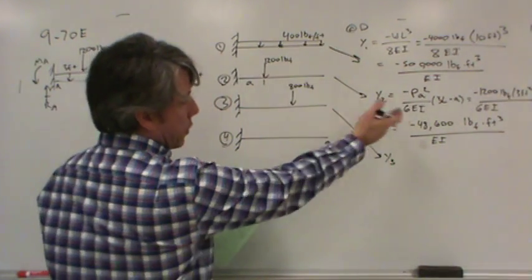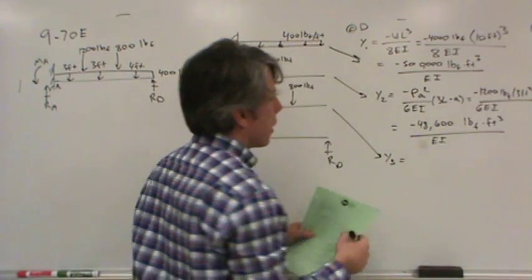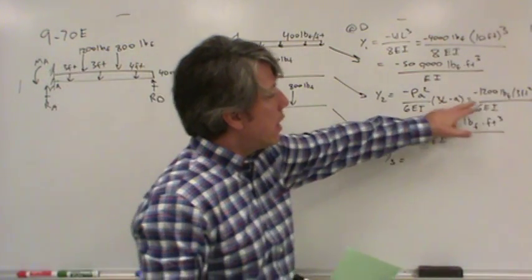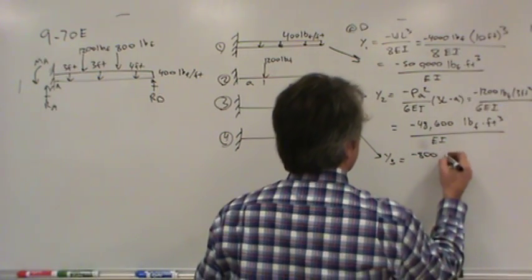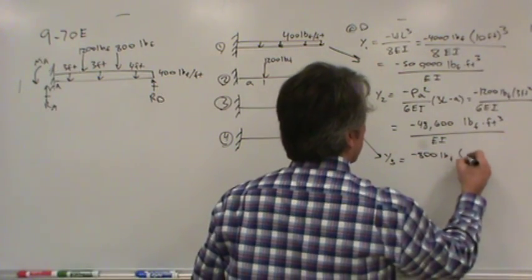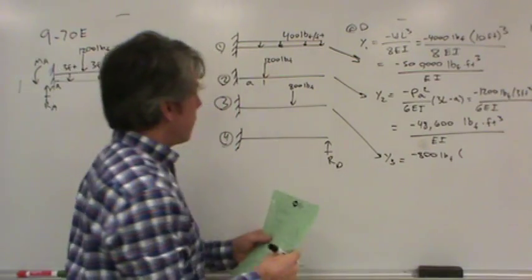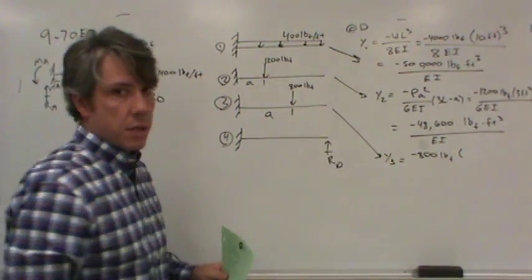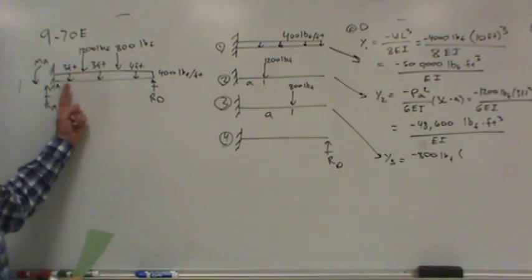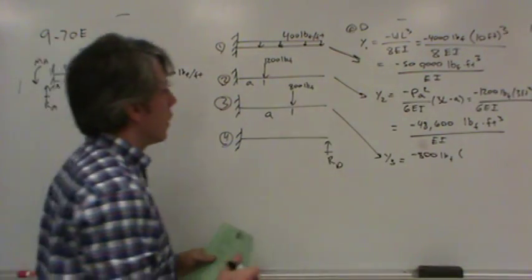Y3 will look just like this one, right? So rather than writing the equation down again, I'll just plug in the numbers. It would be negative 800 pound force for load P multiplied by A. Now you have to be careful. A is a different number for this case. A in this case is 6 feet because the 800 pound load is over at 6 feet from the wall.